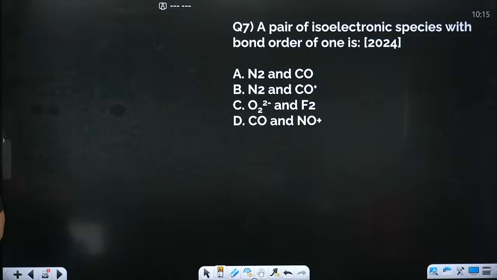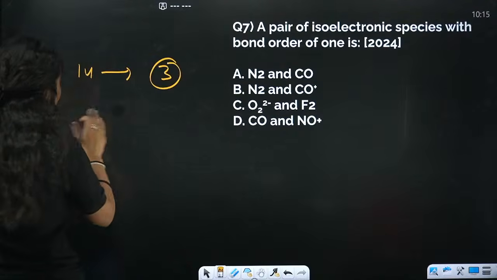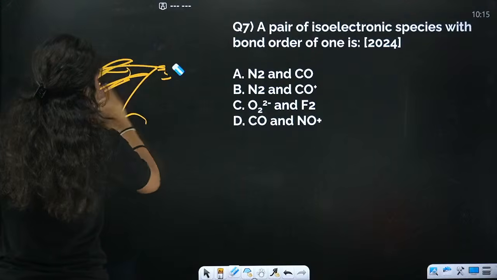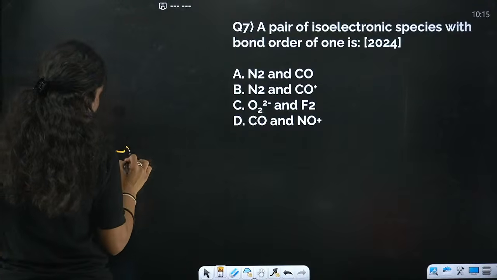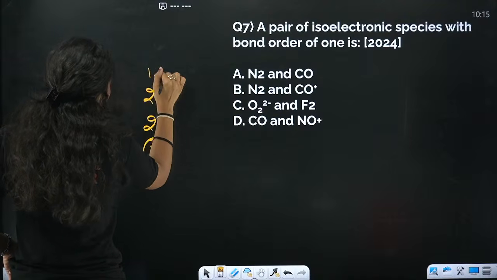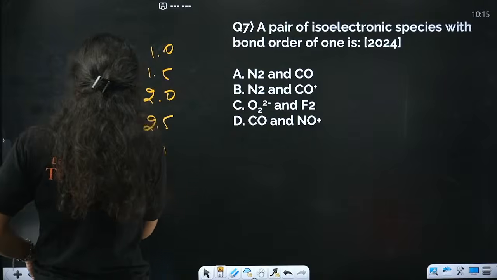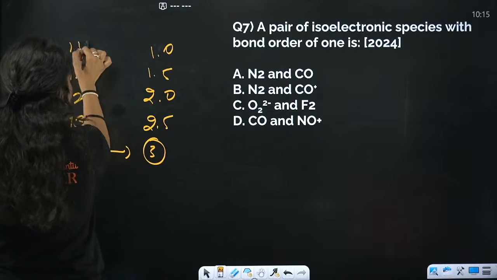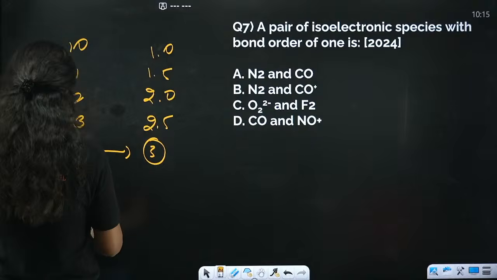So we know 14 means 3. We want to go to 1. 14 gives 3, then I'll go to 2.5, 2, 1.5 and 1. So that means they have around 13, 12, 11, 10. And in this case, we'll have 4 more electrons, which is up to 18 electrons.